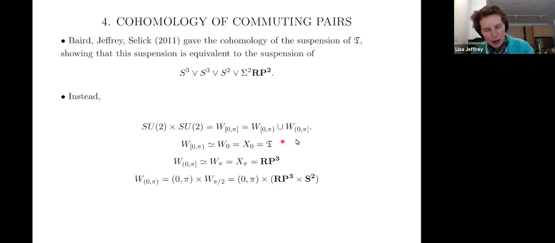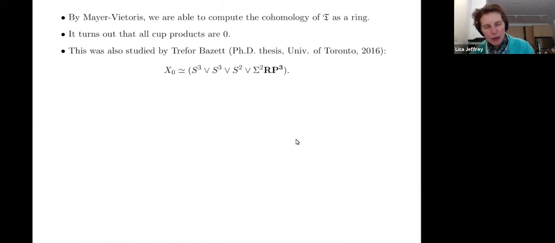So one of these spaces is homotopy equivalent to the space of commuting pairs. The other space is homotopy equivalent to RP3. And their intersection is just an interval crossed with RP3 crossed with S2. By Mayer-Vietoris, we're able to compute the cohomology of the space of commuting pairs as a ring. Turns out that all cup products are equal to 0.